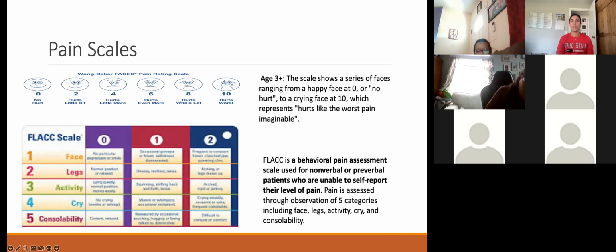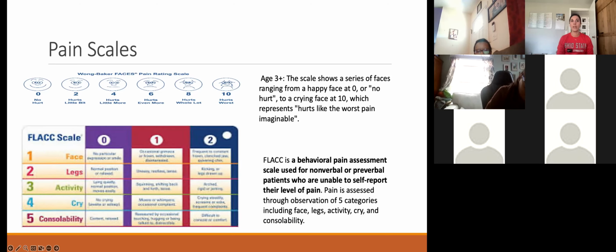When we're talking about pain management, remember we have to take the client at their word. Whatever they say their pain level is, their pain level. And it exists whenever they say that they're having pain. And it should be assessed with our vitals every single time.